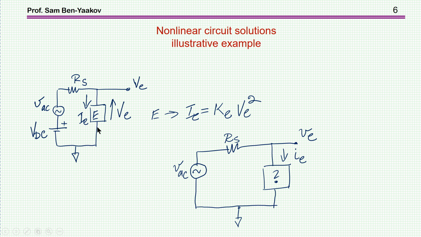The VE is the voltage across this element. So it's a nonlinear element. It's nonlinear because there is a multiplication here of two independent variables. So what I want to do, I like to replace this by this circuit in which this will be linear. It could be a resistor and it could be a dependent source. A dependent source is a linear element.